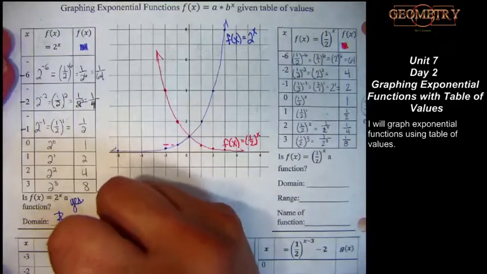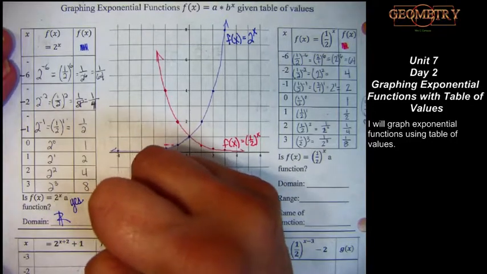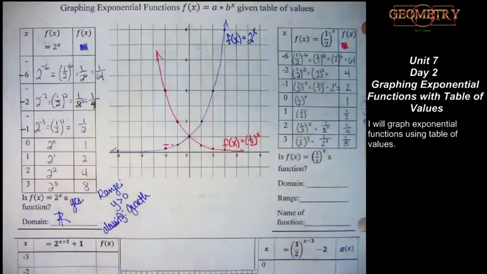Classify this thing. Is it a growth or is it a decay? Growth. Beautiful. You know it's a growth because as you're looking at the picture, moving from left to right, we see it shooting off higher and higher. You can also look at the base and go, oh, that's bigger than 1.